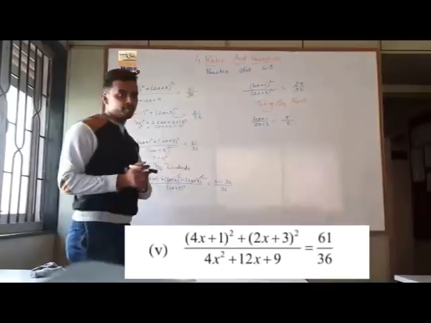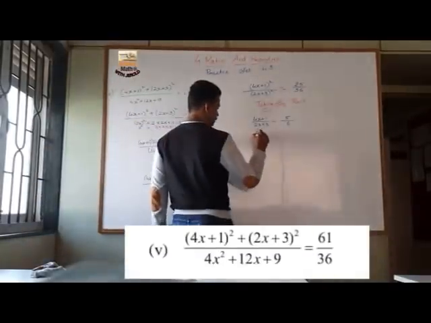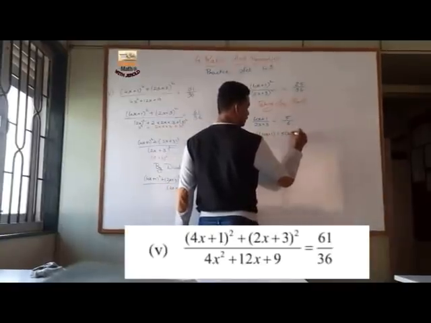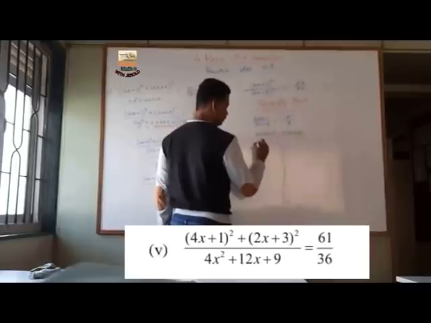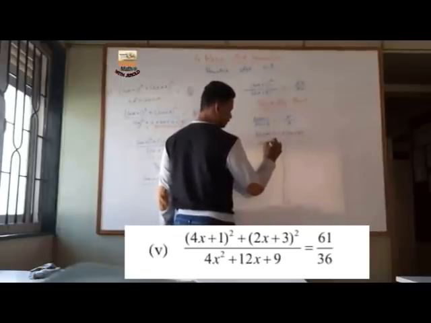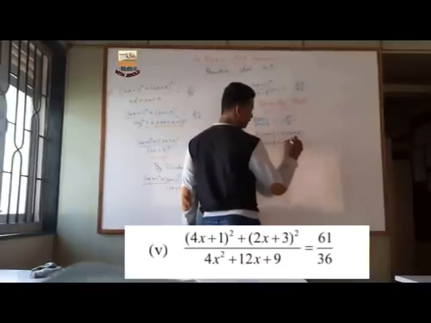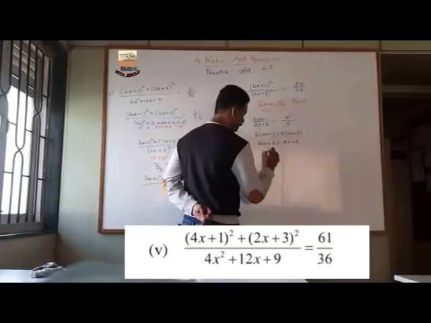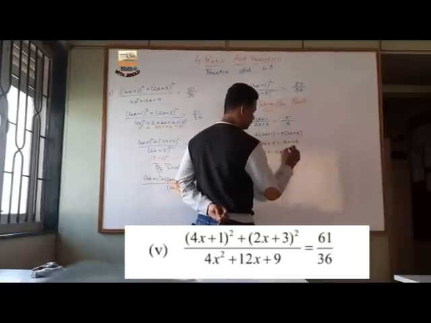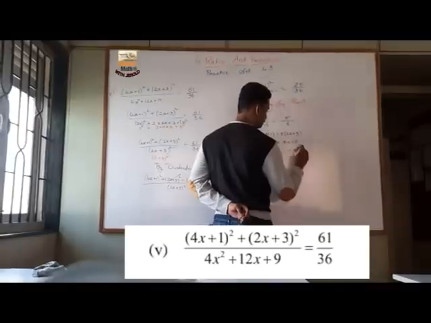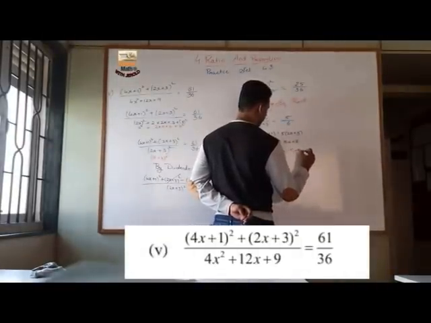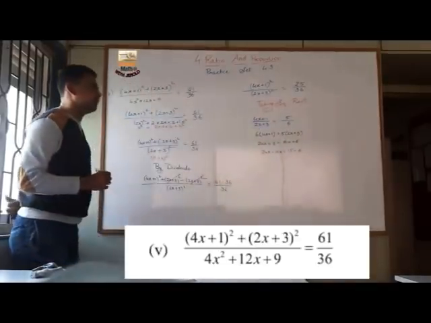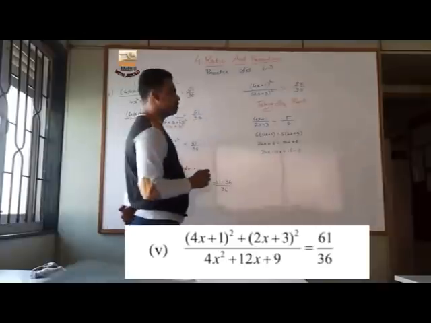Now final step, as we have been doing in every sum, cross multiplication. So 6 into 4x plus 1 and 5 into 2x plus 3. 6 into 4, 24x plus 6 is equal to 10x plus 15. 24x minus 10x is equal to 15 minus 6. These are the numbers that I have got by bringing like terms together.